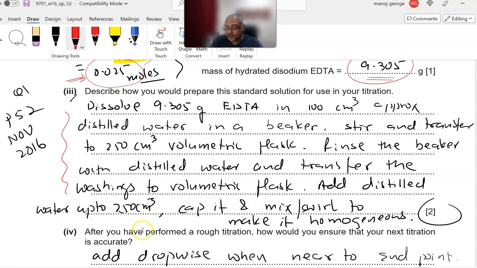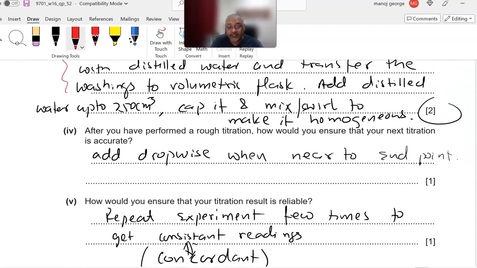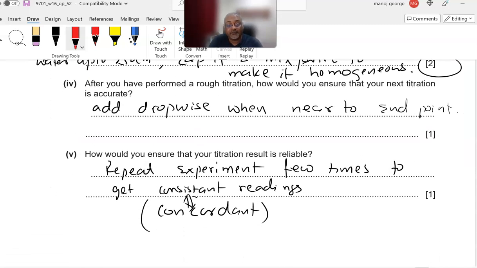And once we, let's have a look at our next question there. After you perform a rough titration, remember the rough titration is done very quickly, just to give you an idea where approximately the endpoint would be. Then this question says, after you perform a rough titration, which is never considered as an accurate titer, how would you ensure that the next titration is accurate?